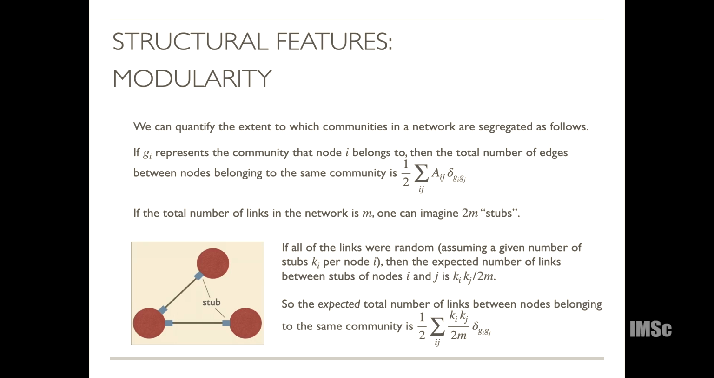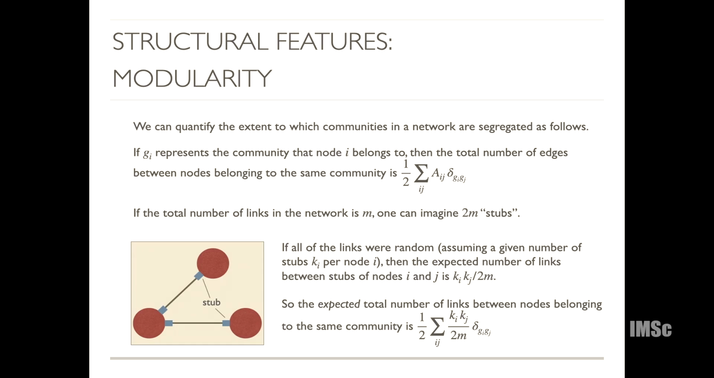Now let's say the total number of links in the network is m, and one can imagine you have 2m stubs. So you have a very small network like this, you have connections like that, and these are stubs, okay? Suppose all of the links were just randomly assigned. I know that each node i has some ki stubs, and then I'm going to assign the links at random.